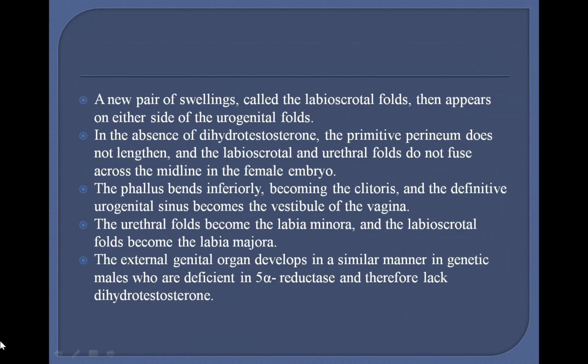The external genital organ develops in a similar manner in genetic males who are deficient in 5-alpha reductase and therefore lack dihydrotestosterone. So in the absence of 5-alpha reductase, there will be decreased dihydrotestosterone, and that is why the external genital appearance in males will be similar to that of females.